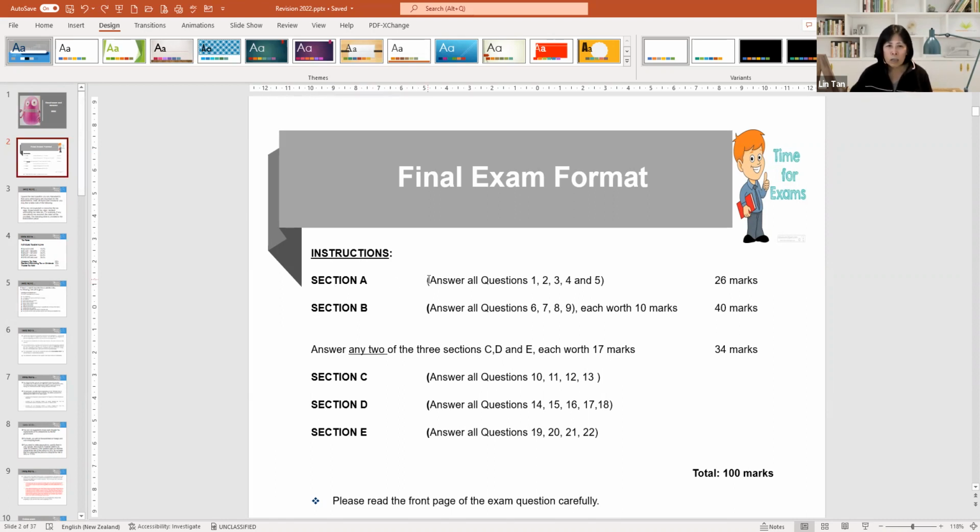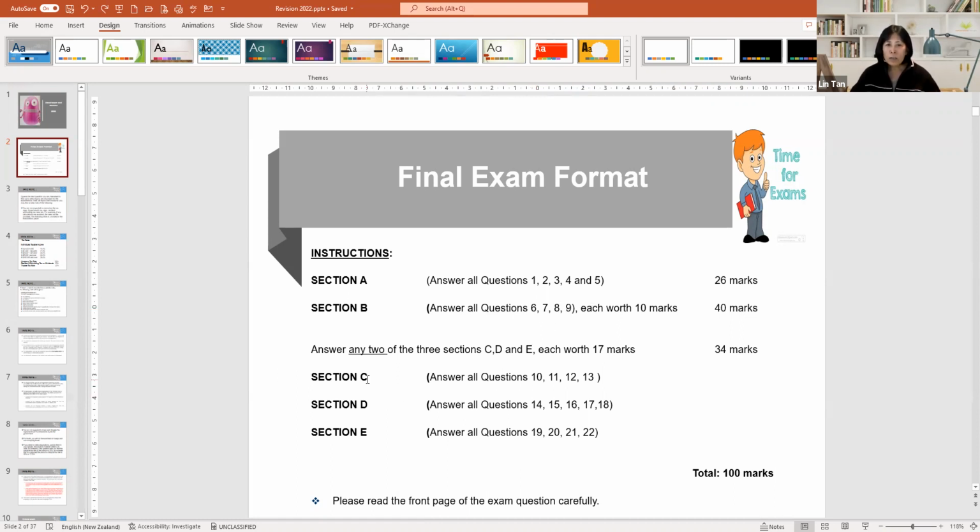Section A is set by me. Within section A, I have about 5 questions, and in total they carry 26 marks. Section B is set by Michelle, so it'll be covering all the topics that she has covered with you all, and there are 4 questions there. Each of them is worth 10 marks.